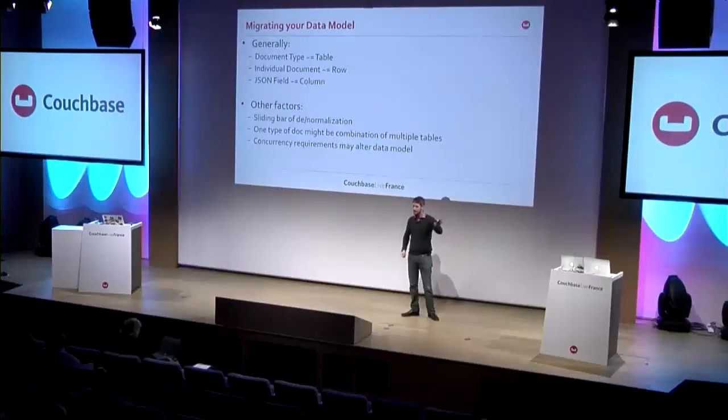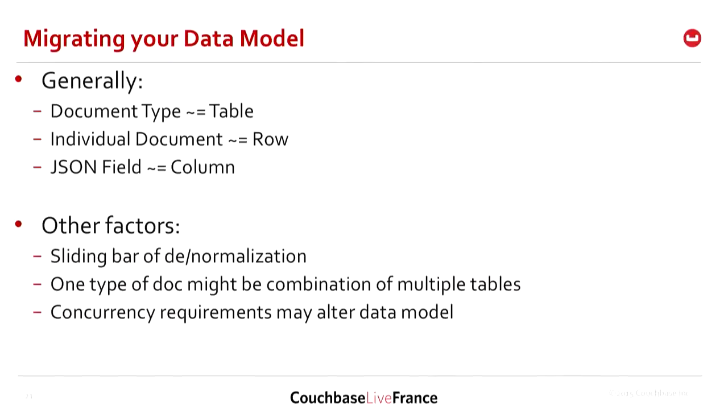The data models, no matter what we do, do not translate generically. There may be cases, and I'll go through this, where I can take every table and make it a document type, take every row in every table and make that its own individual document, and take every column and make that its own JSON field. But that just doesn't always bear out.